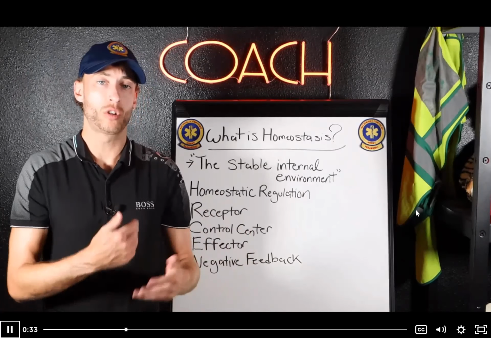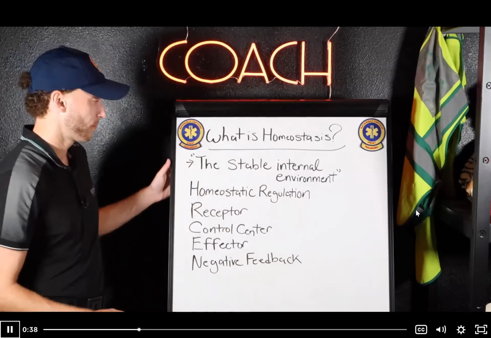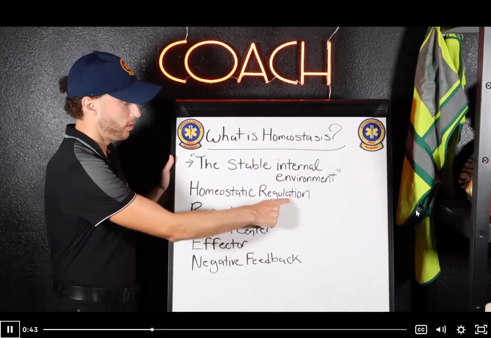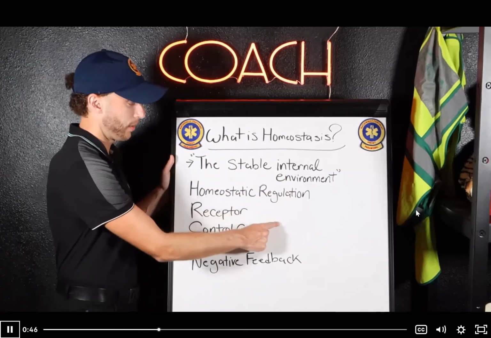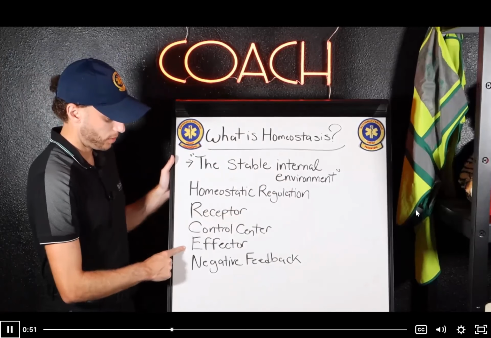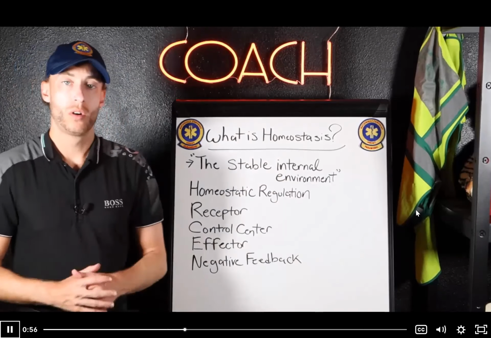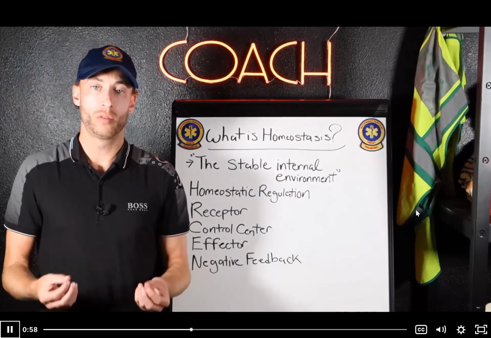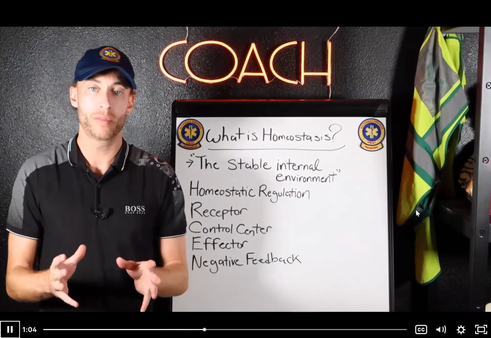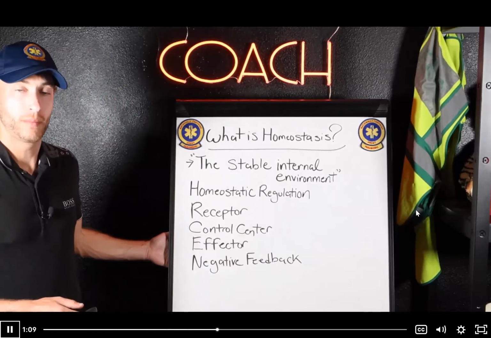Now let's talk about how this all works. So throughout the body, you'll see the terms here. Let's just do the terms first. Homeostatic regulation, okay, is the umbrella term that involves all this down here. Receptor, control center, effector, negative feedback. We're going to talk about that. So let's start with the first one, okay? Homeostatic regulation. What that involves is the body's way of keeping itself in homeostasis using these principles down here, okay?